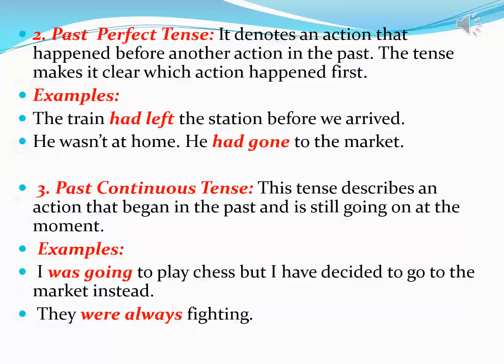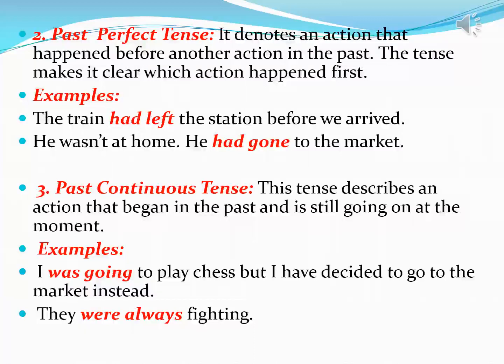Then we have past perfect tense. It denotes an action that happened before another action in the past, and the tense makes it clear which action happened first. The train had left the station before we arrived. So, as you can see, it denotes an action that happened before another action in the past. So, we have two actions here. The train had left, and before we arrived. So, we arrived at the other action. He wasn't at home. He had gone to the market.